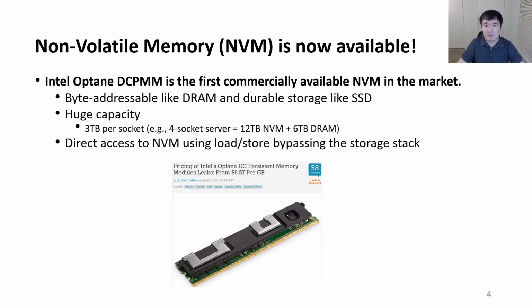NVM is available now. Especially, Intel Optane DC persistent memory is the first commercially available NVM in the market. The interest in NVM is rapidly increasing because it provides byte addressability and durability with high performance. Also, it has a huge capacity. The current generation of DC persistent memory can provide up to 3 TB per socket. More interestingly, it provides direct access to the NVM using load and store instructions.